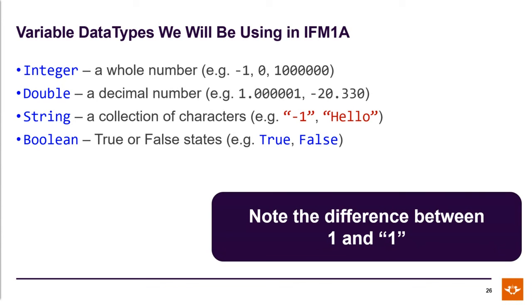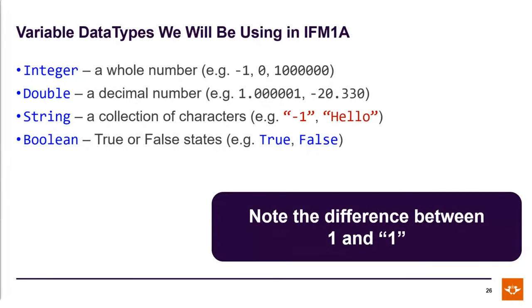Integer is a whole number. Negative numbers, 0, and all of the natural numbers are integers. We have a double. A double is a decimal number, so 1.0001, minus 20.330. Whatever you can think of that has a decimal point will be declared as a double.